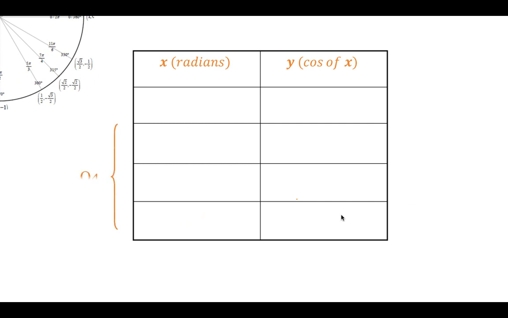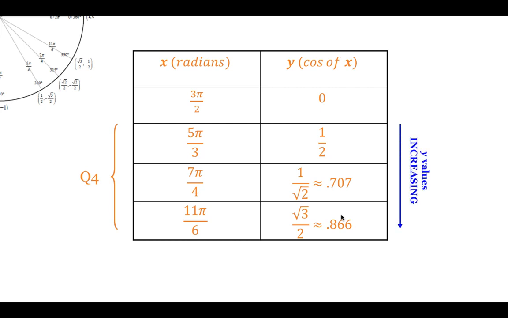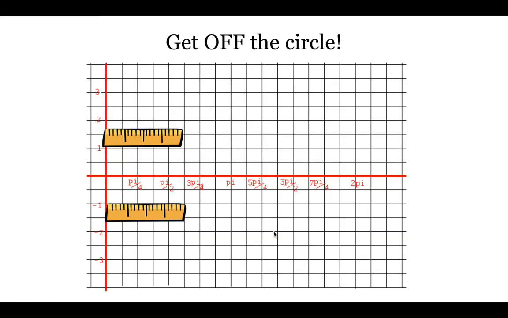What's going to happen in quadrant 4? 3 pi over 2, 5 pi over 3, 7 pi over 4, and 11 pi over 6. Oh, you got to 0 now. Now it's 1/2. Now it's 1 over root 2. Now it's root 3 over 2. I'm increasing again, and I'm going to increase all the way to the point that I get to 2 pi, which is 1, right? That was coterminal with 0. So I still go from negative 1 to 1, right? I never went beyond that, but I started in a different place, right?